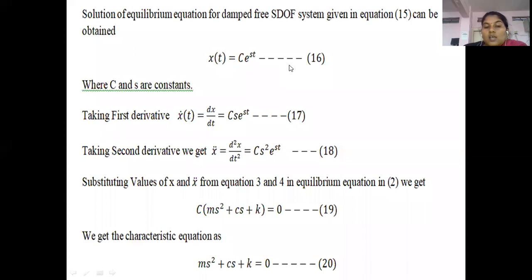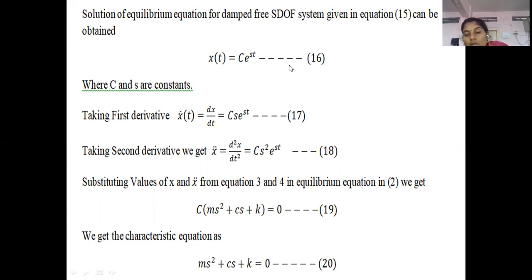Now, how can we calculate the second derivative? Already we have calculated this derivative in the last derivation also. x double dot is equal to d2x by dt square, and that is C s square into e raised to st. Now these equations number 17 and 18 we have to put into the equation number 15.